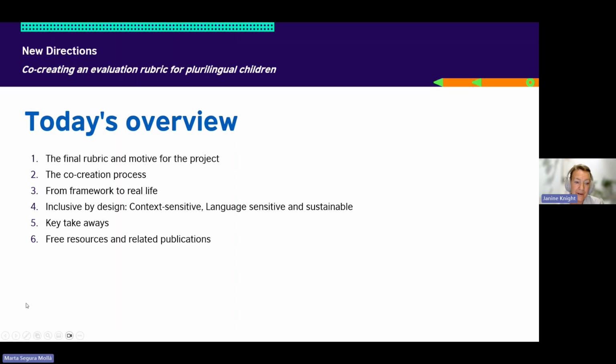So in this session, we're going to present the final rubric and motive for the project, describe the co-creation process, outline the frameworks that we use that underpin the rubric, highlight how the design is context sensitive, language sensitive, and sustainable, offer some key takeaways and conclusions, and finally conclude with showing you how to access free resources and related publications.